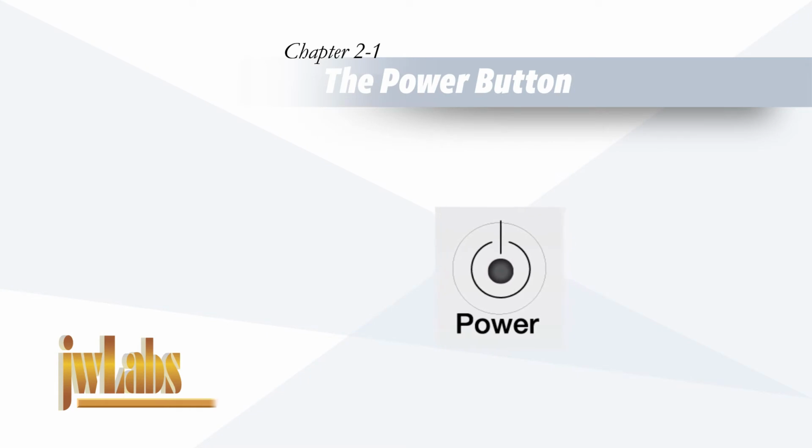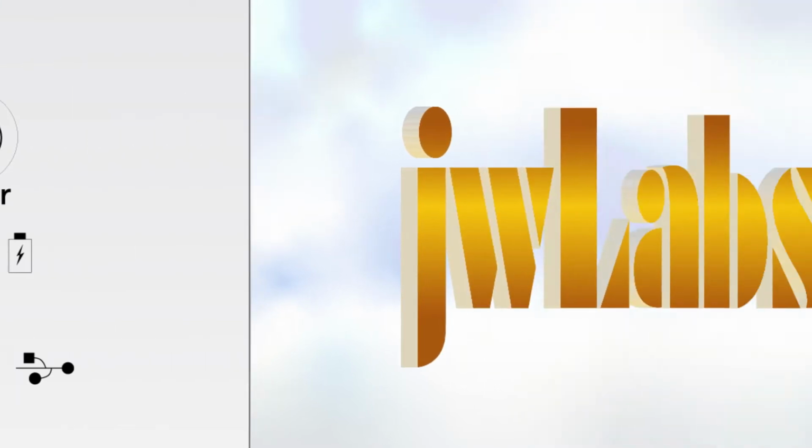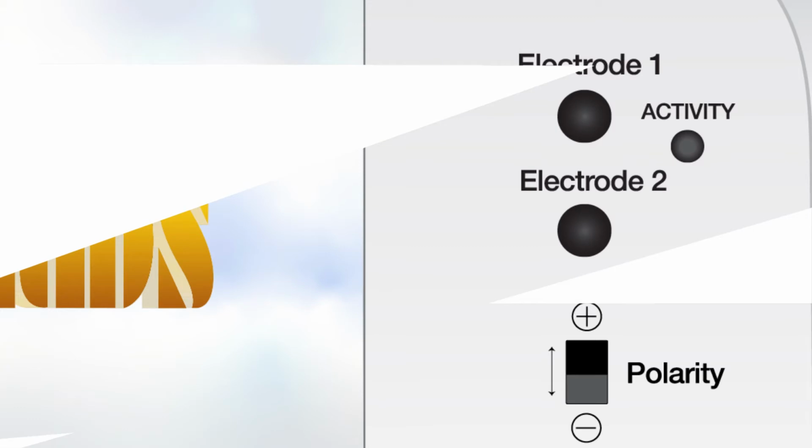The power button. This is a dome button that displays the universal symbol for power. A red LED illuminates the center of the button when power is on. The green activity light on the right will illuminate briefly and then darken.